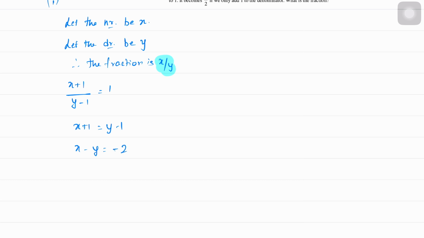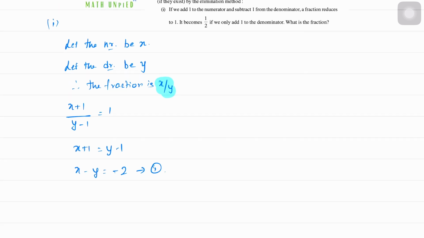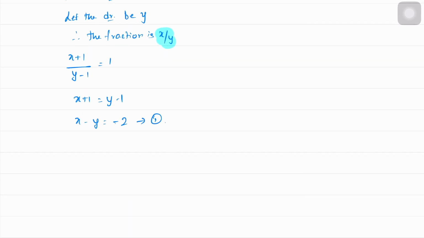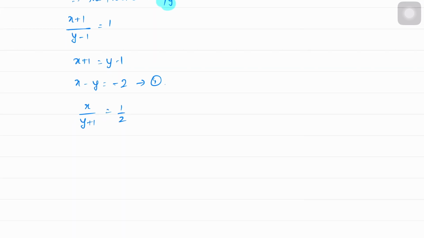If you take this plus 1 to the other side, it becomes negative 1, and negative 1 and negative 1 will become negative 2, and this y coming to the left side will become negative. So let this be equation 1. And similarly, we'll work on the second condition. It becomes half if we only add 1 to the denominator. So x by y plus 1 equals half, and we can further simplify this. 2x equals y plus 1, or 2x minus y equals 1. So let this be equation 2.